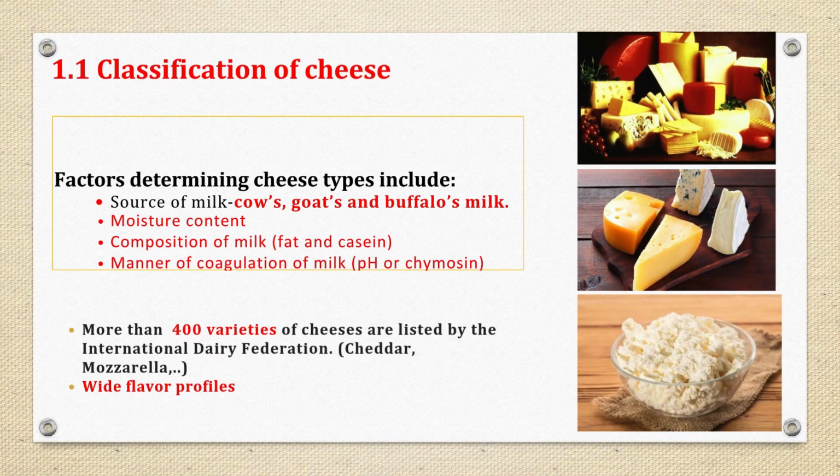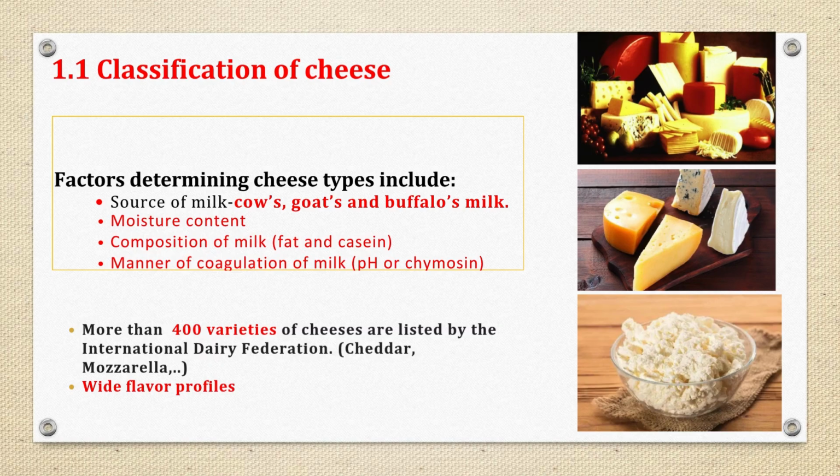Let's understand this more clearly by looking at how cheese is classified. The type of cheese we get depends on several factors. These include the source of the milk, whether it's from a cow, a goat, or a buffalo, its moisture content, the composition of the milk itself, meaning its fat and casein content, the manner of coagulation, whether it's achieved through a change in pH or by using an enzyme like chymosin, the salt content and how the salting is done, and finally, the extent and condition of the ripening process.